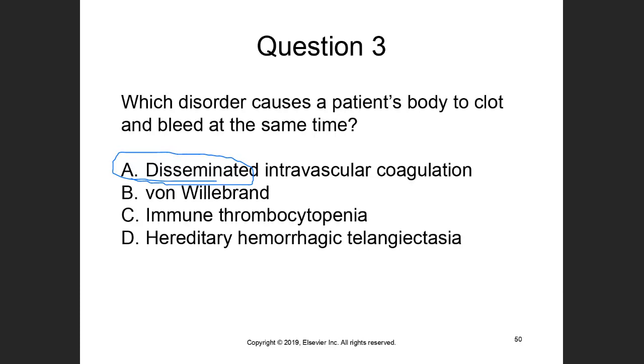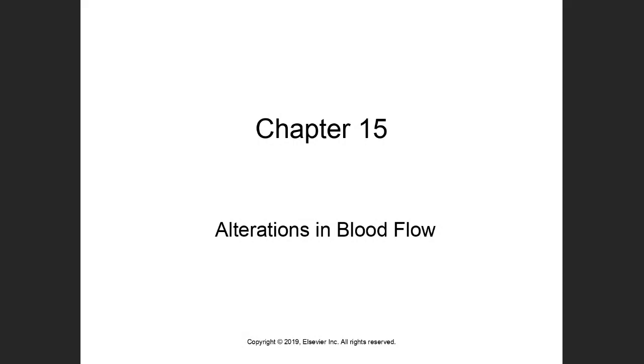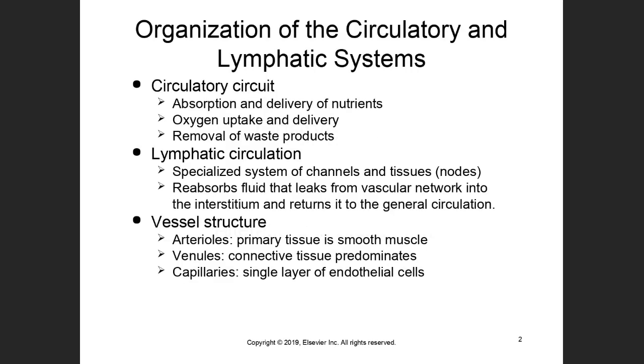Let's go to the next chapter. Okay, now we have alteration in blood flow. We are going to be talking about the flow in your circulatory system. Okay, now we have the circulatory circuit: absorption and delivery of nutrients. That's one of the functions of uptake and delivery. That means transport of oxygen and removal of waste products.